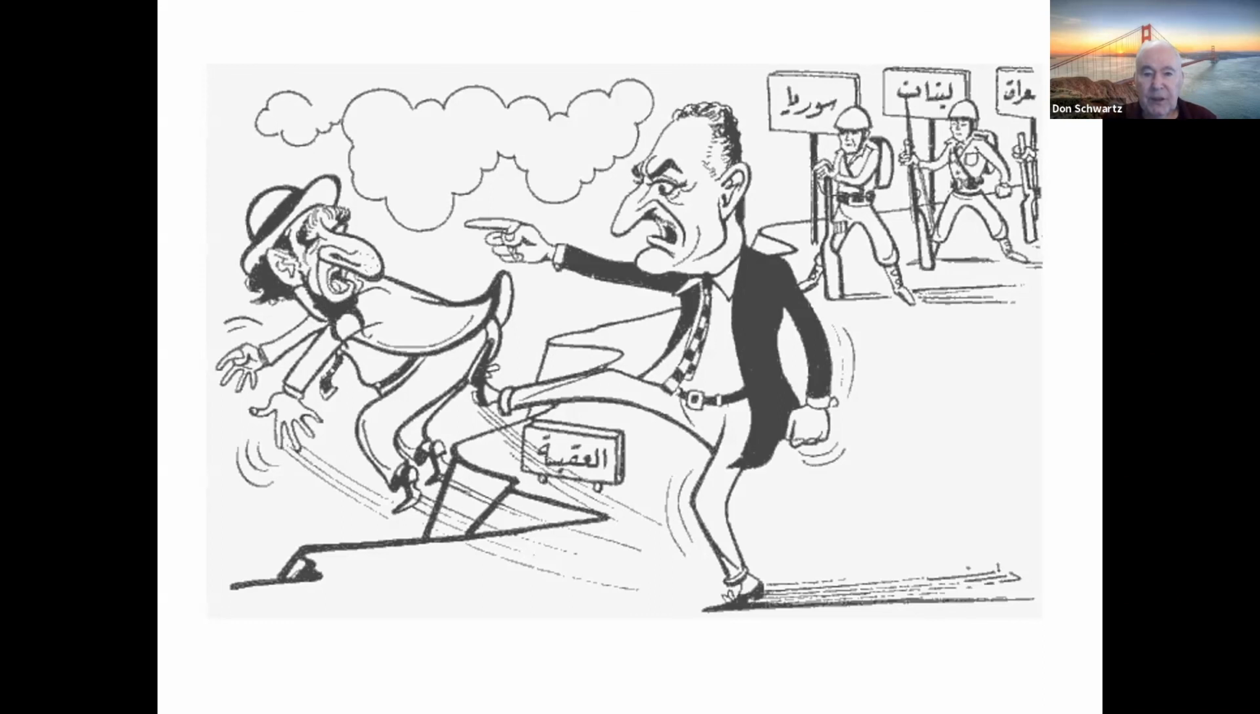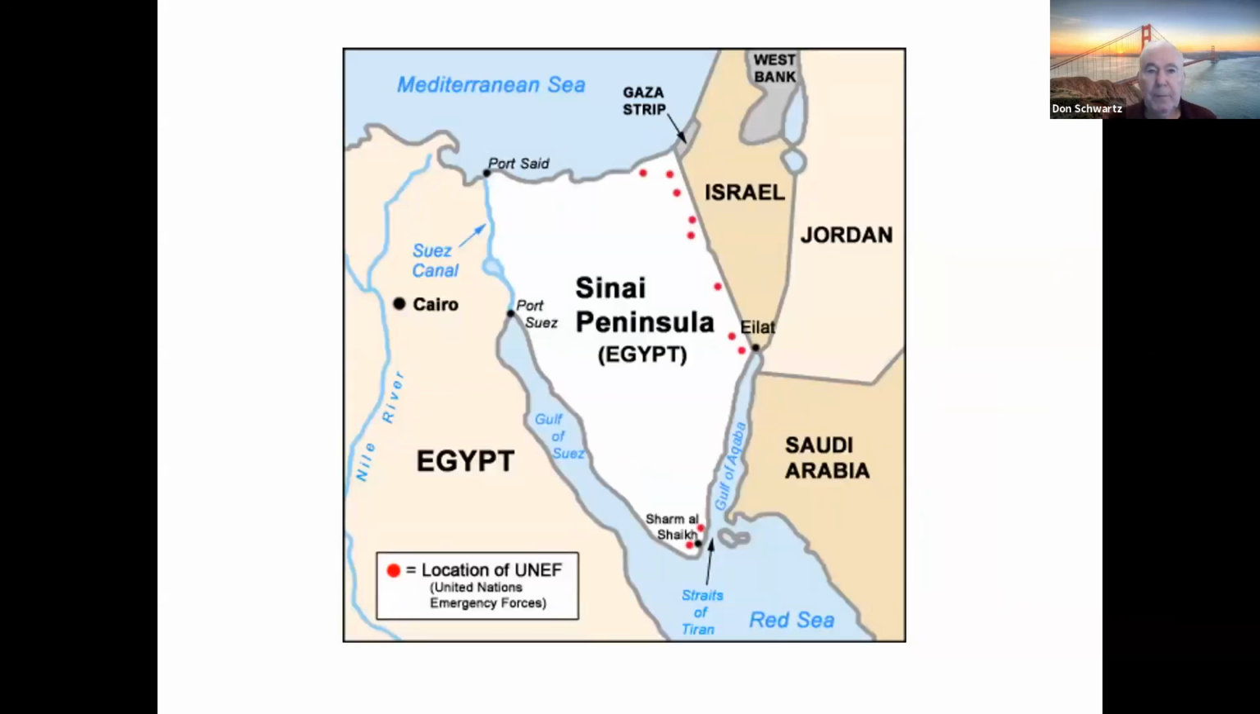And in the spring of 1967, Nasser ordered UN peacekeeping troops on the border between Sinai and Israel to leave. Now, if we look at this map, these red dots represent the location of United Nations emergency forces. These were UN troops put in place between Israel and Egypt after the Suez war. There was also a peacekeeping force in the southern part of the Sinai Peninsula and Sharm el-Sheikh. But in the spring of 1967, Nasser ordered these UN forces to leave.